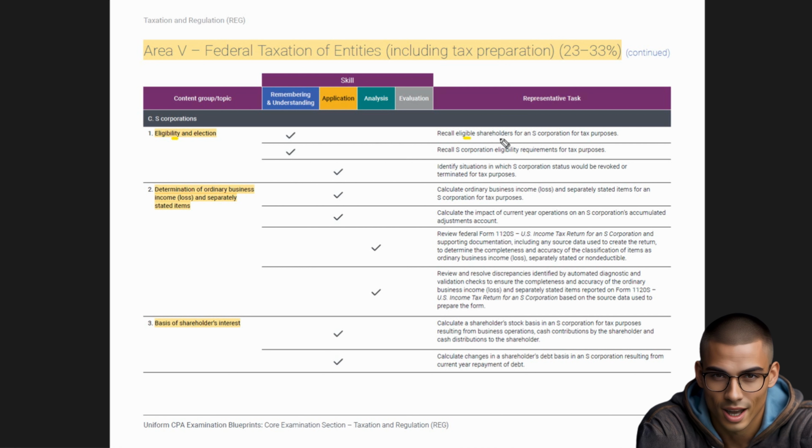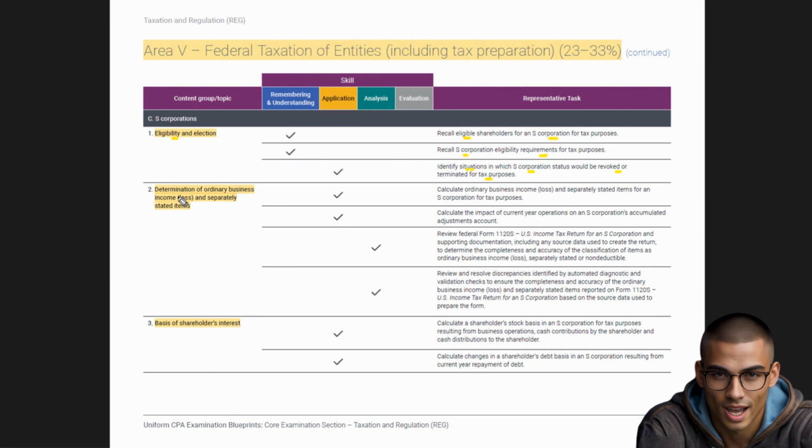Next, we have taxation of S corporations, so eligibility and election for S corporations. You'll need to recall the eligible shareholders for an S corporation for tax purposes, recall the S corporation eligibility requirements for tax purposes, and identify situations in which S corporation status would be revoked or terminated for tax purposes.